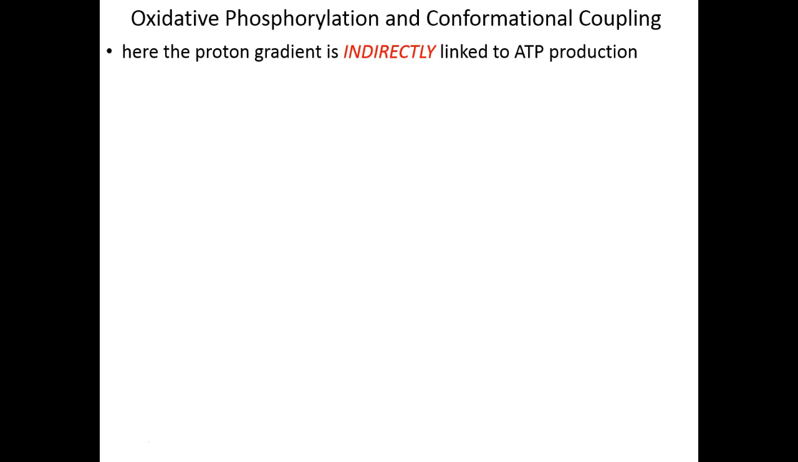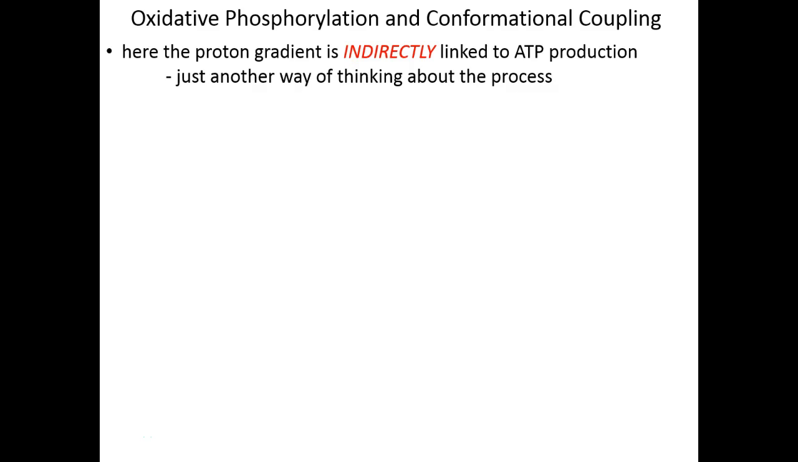Let's move to a refined way of thinking of ATP production, though, and we'll call this conformational coupling. Conformational coupling says that yes, the proton gradient is important, no doubt about that. But the proton gradient is not directly linked to ATP production. The proton gradient is indirectly linked to ATP production.